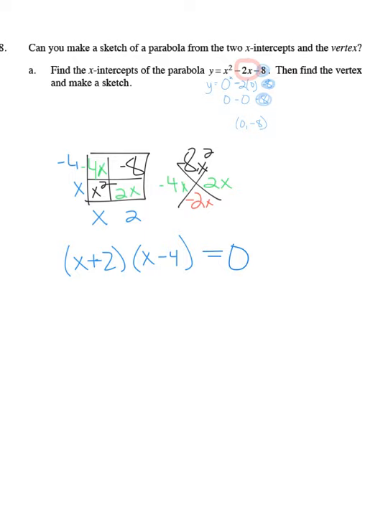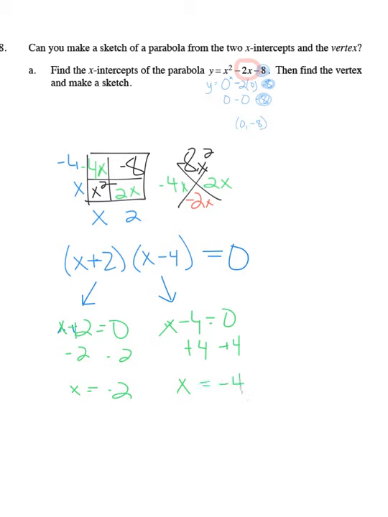And then we just look at each set of parentheses. When could each parentheses make 0? x plus 2 has to make 0, and x minus 4 has to make 0. So we subtract 2, and we get x equals -2. Or we can add 4, and we'll get x equals +4. And it's best if you can write them as coordinates to remind you where they would be on the graph. x-intercepts at (-2, 0) and (4, 0).